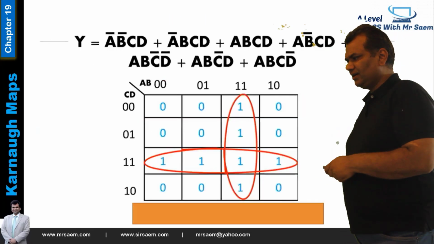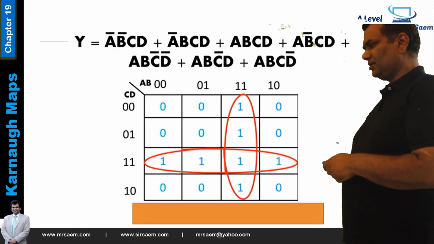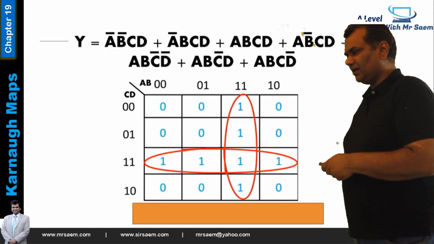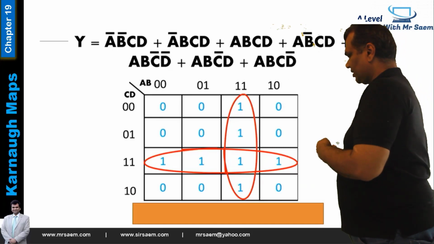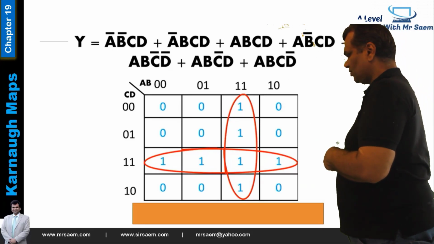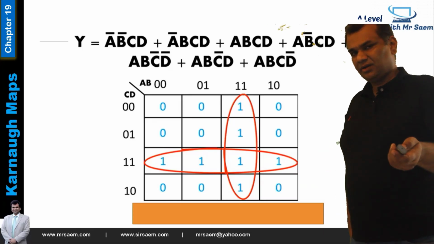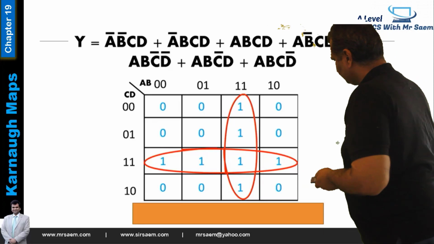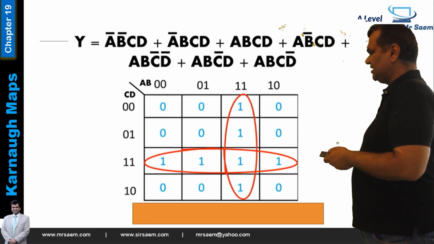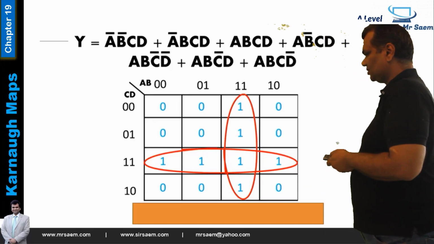Look at the following Boolean expression. We have plotted it for you in the Karnaugh map. Can you simplify this? If you simplify this, what do you get? I can pause for a while, or I can wait for a while. Think of it. What would be the simplified version of it?